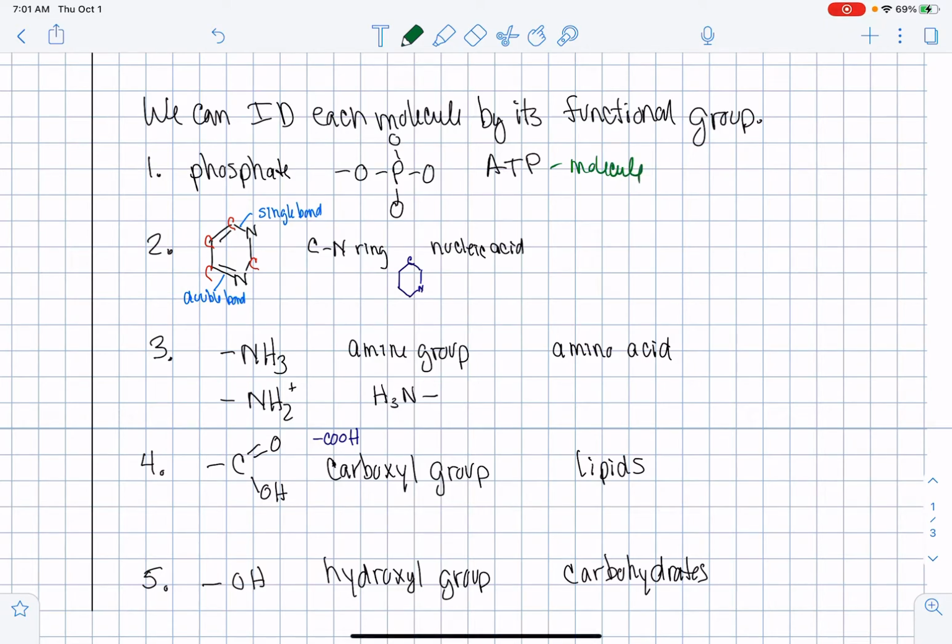So if you're looking for an ATP, you're going to look for a phosphate group. If you're trying to identify what a molecule is, the first thing you'll do is say, well, does it have a phosphate group? If it does, it's an ATP. If it doesn't, you'll move on to the next step, 2.